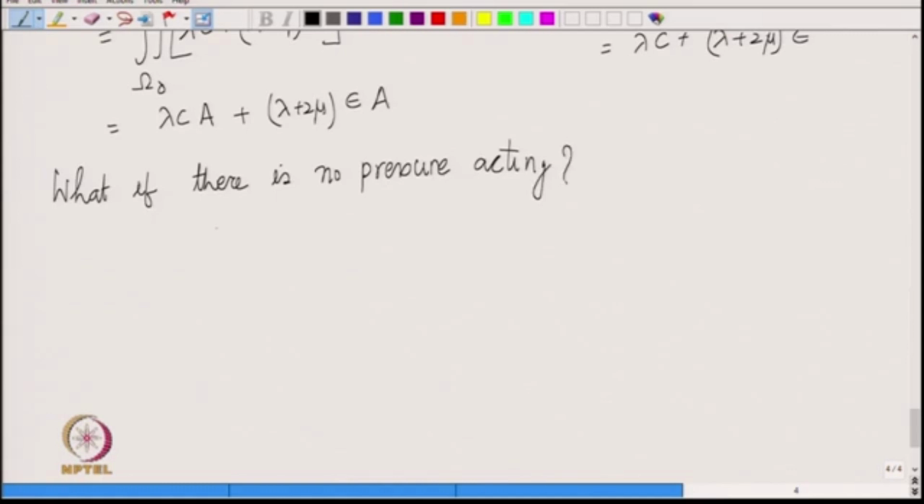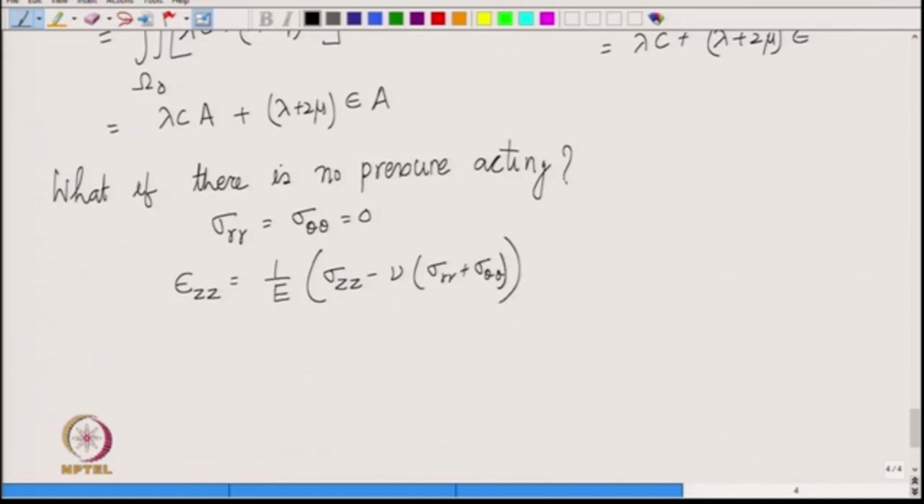So, in that case we know that sigma rr is equal to sigma theta theta is equal to 0, correct. And then we can use the stress strain relationship, the 3D Hooke's law, which says that epsilon zz is equal to 1 over E into sigma zz minus nu times (sigma rr plus sigma theta theta), correct. So, from here, because these two are 0, we get that sigma zz is equal to E times epsilon zz, which is equal to epsilon.